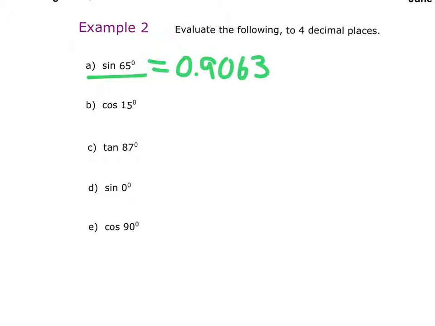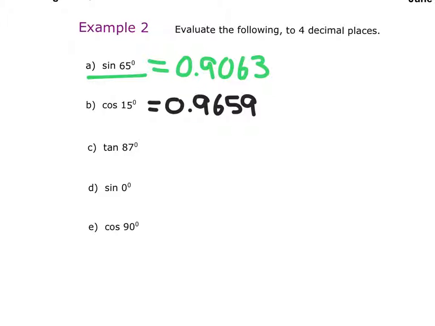So you're going to work with those calculators. Now, if you have a bad calculator, some of you will have to put in the value first and then press the sine, cosine, or tan button, okay? So if I do the next one, I do cos 15, okay? I get 0.9659.